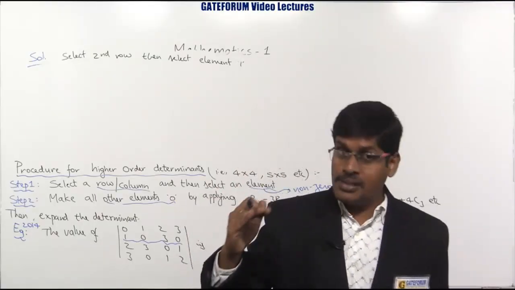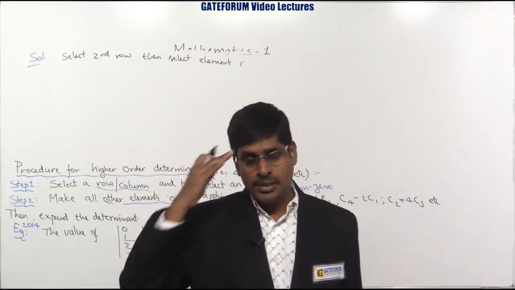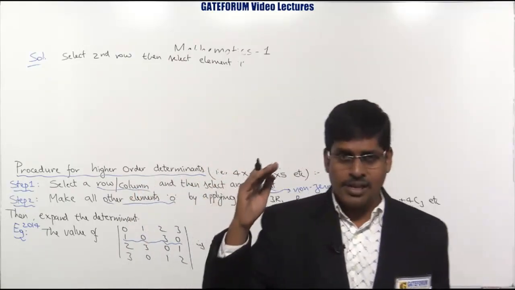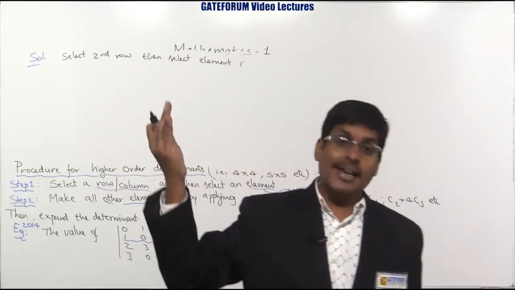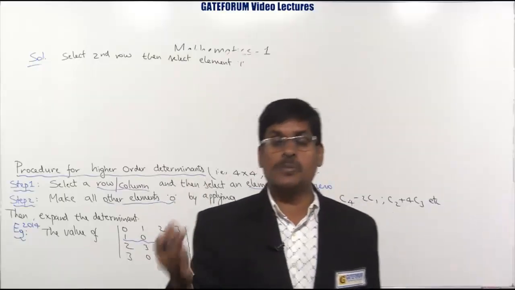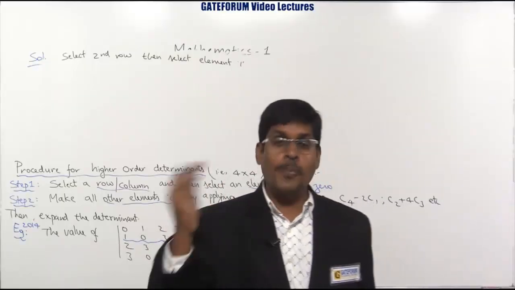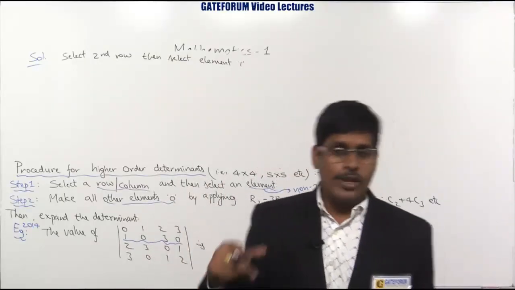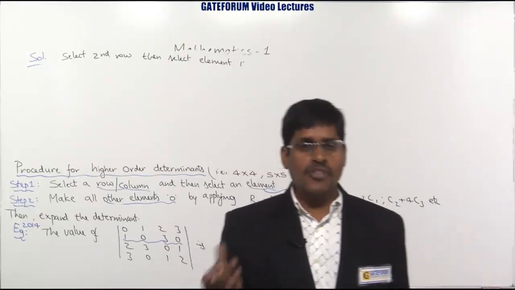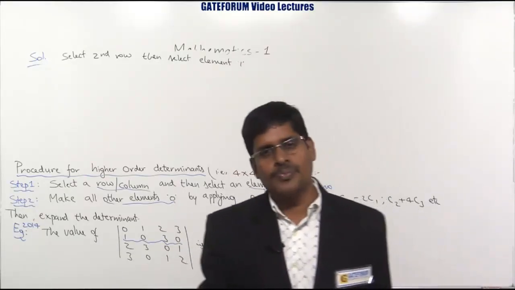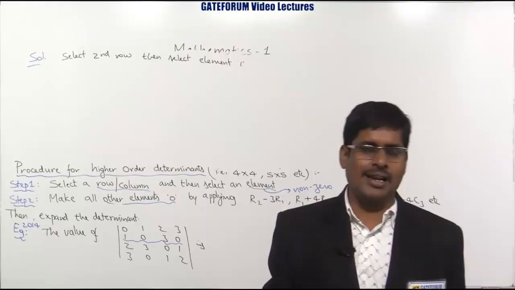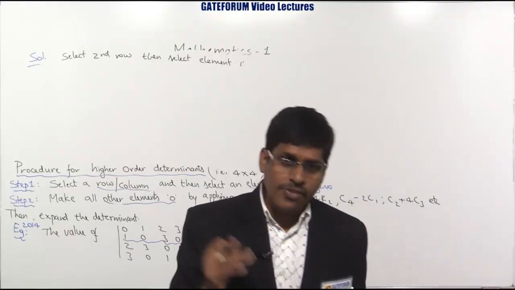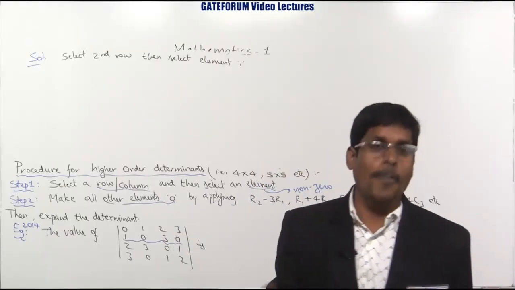Similarly, lower triangular matrix, already defined 2 hours back: elements above the diagonal are 0. Upper triangular matrix: elements below the diagonal are 0. That is called opposite nature. Similarly, here also, before applying operations, you select a row or column. If a row is selected, apply column operations. Similarly, if a column is selected, then apply row operations.